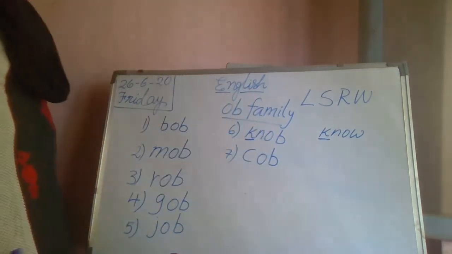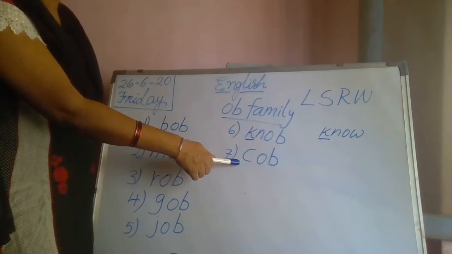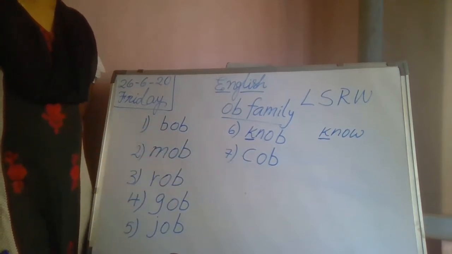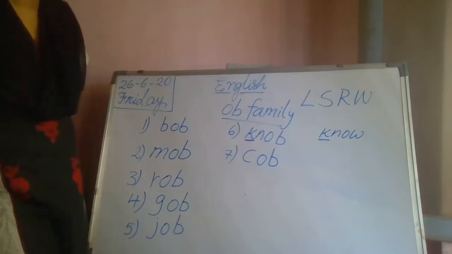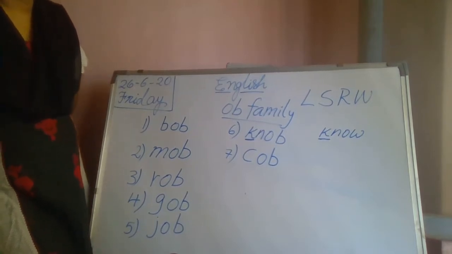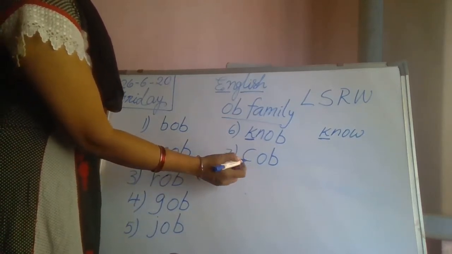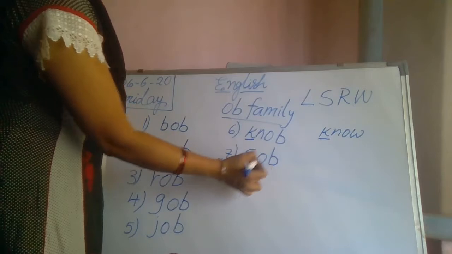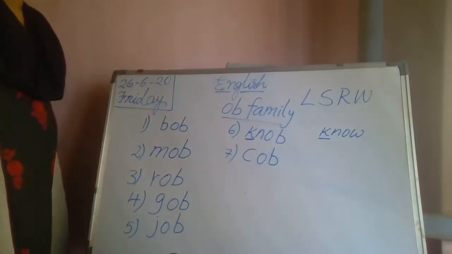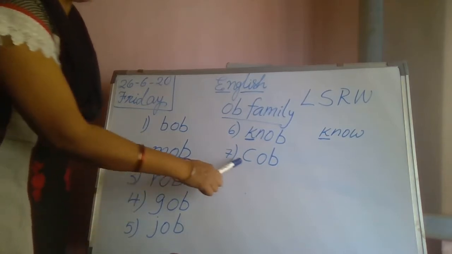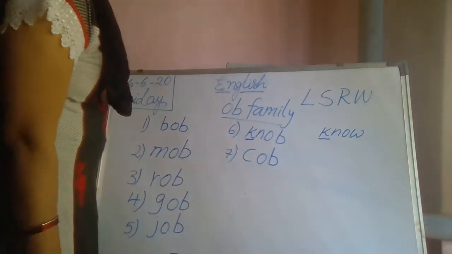C-O-B. What is this letter? C. C gives the sound ka, ka, ka. C for cat. C for camel. The ka sound comes. If we connect this C to the ob family, C-O-B, cop. C-O-B, cop.